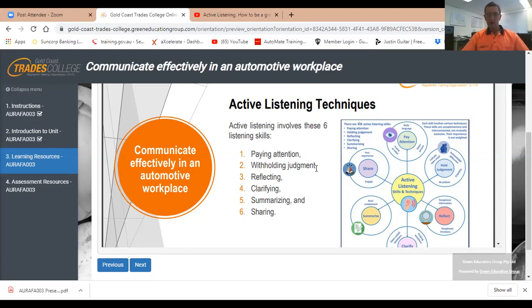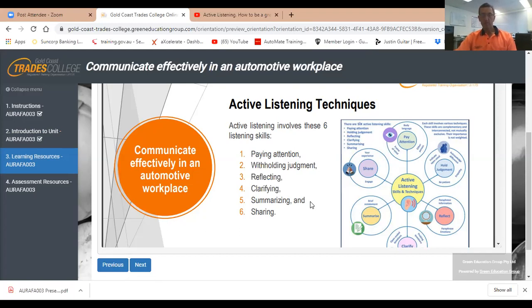Number 4 is clarifying. How would you clarify what somebody said? Well, if you're not exactly sure what somebody's saying or the concept that they might be sharing with you, you can ask clarifying questions. You can ask a quick question. Could you explain that a little bit better? What do you actually mean by that? Could you clarify that for me? I don't quite understand what you're saying. That's going to help that person think a little bit deeply and choose the correct words. So active listening requires clarifying as well.